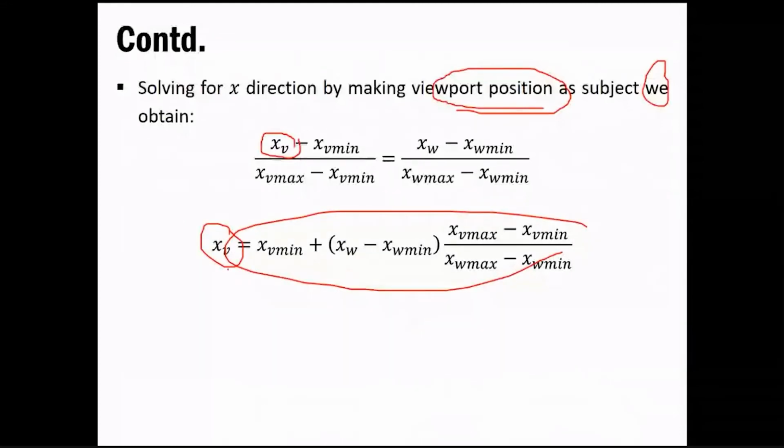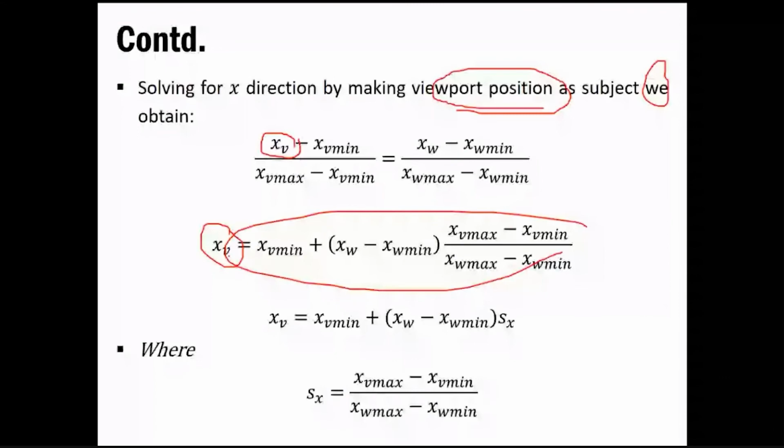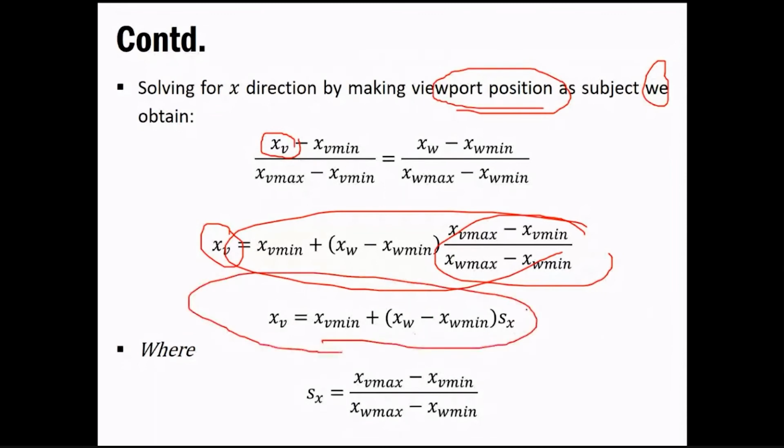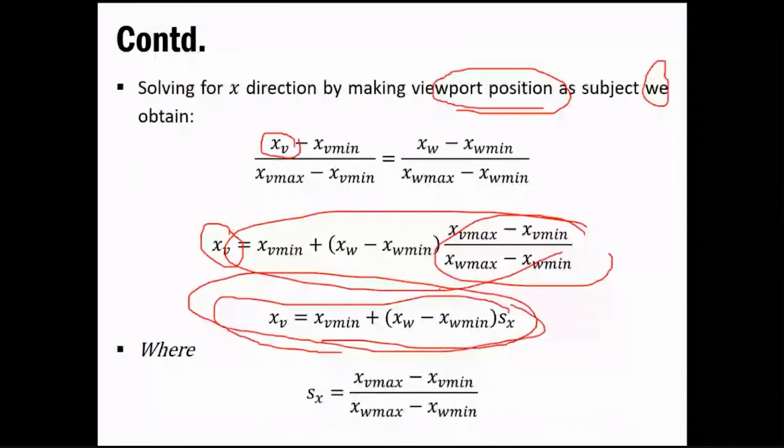Okay, and now what it says is, now substituting this thing, okay, putting sx equal to this whole thing. Okay, because we are going in the x direction, we are solving it for x direction, we'll put sx over here. Okay, once we get this thing, we'll simplify it further and we'll put sx value in this case. Okay, so you'd be getting xv minus xw min into sx. Okay, so now this is the thing that you can simply follow whenever you want to go in x direction. Okay, by making viewport position as subject.